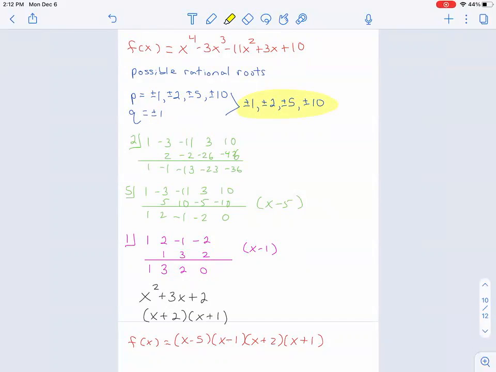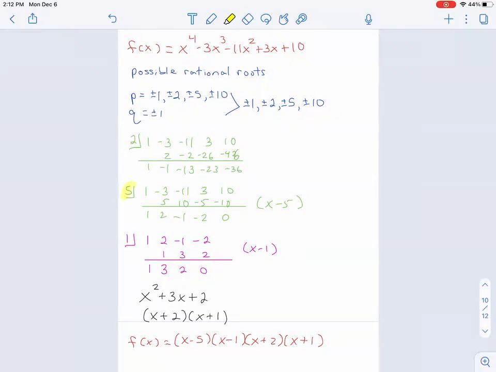Then I had to guess and choose which of those I was going to try for synthetic division, hoping to get a remainder of 0. Because if I get a remainder of 0, that means it is a factor or a root. So I tried 2 first, but I did not get a remainder of 0. So I know that 2 is not a root. Therefore, x minus 2 is not a factor.